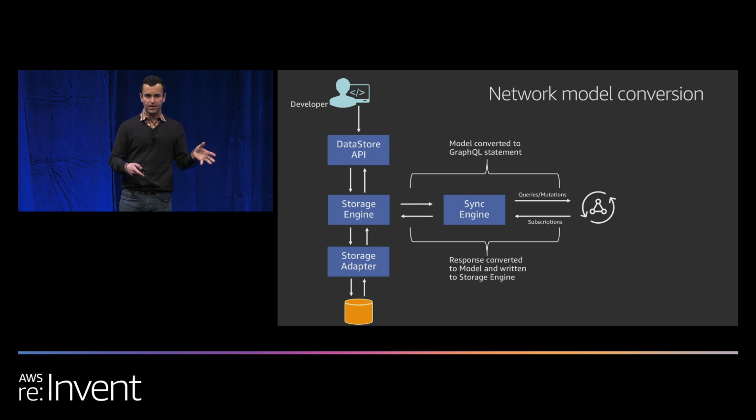So the developer, again, if they're observing on models, anytime updates come in from the network, it hits this storage engine and they know about it. The reason they know about it is because we use an observer pattern for the data store and the sync engine. They're both observing the storage engine. It's publishing messages out.